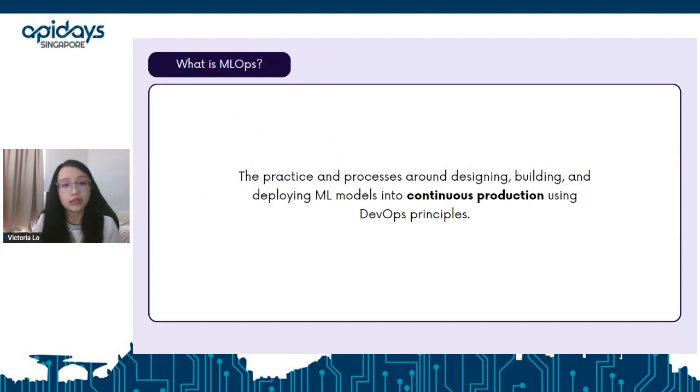MLOps is the practice and processes around designing, building, and deploying ML models, machine learning models, into continuous production using DevOps principles. If any of you are familiar with DevOps principles, it basically means that we want to ensure that these models are continuously updated and continuously error-free whenever they're in production, because we want to make sure that it's always the model that's most up to date that is actually handling and predicting all these transactions. Going back to that fraud detection example.